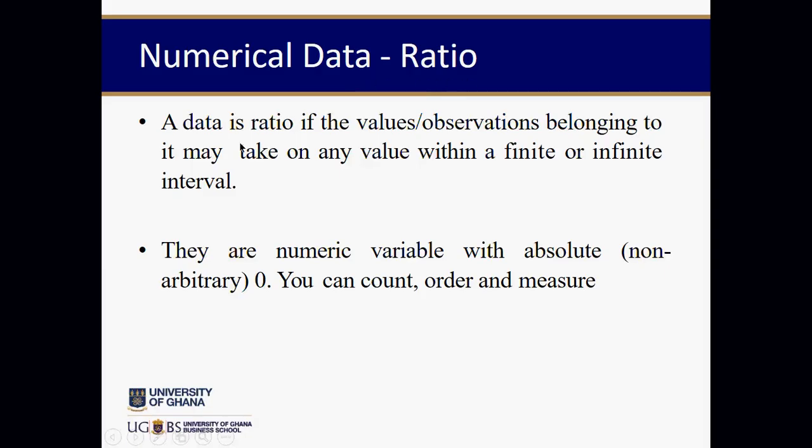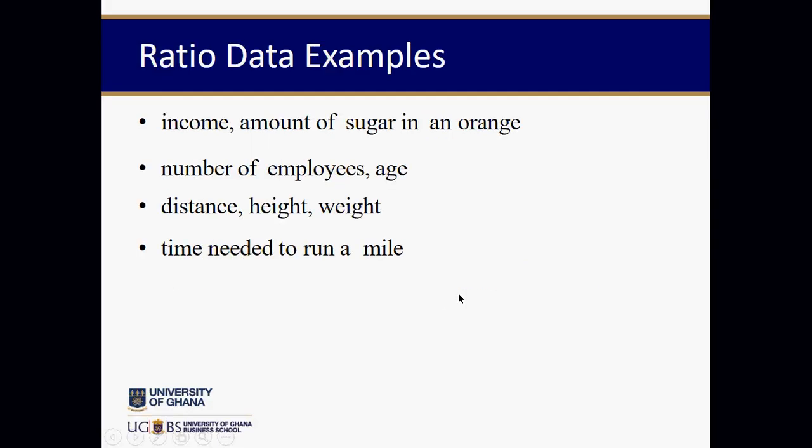So now numeric data on the ratio side. A data is ratio if the values or observations belonging to it may take on any value within a finite or infinite interval. They are numeric variables with an absolute, non-arbitrary zero. You can count, order, and measure. So ratio data examples include income, amount of sugar in an orange, number of employees, age, distance, height, weight, time needed to run a mile, and so on.